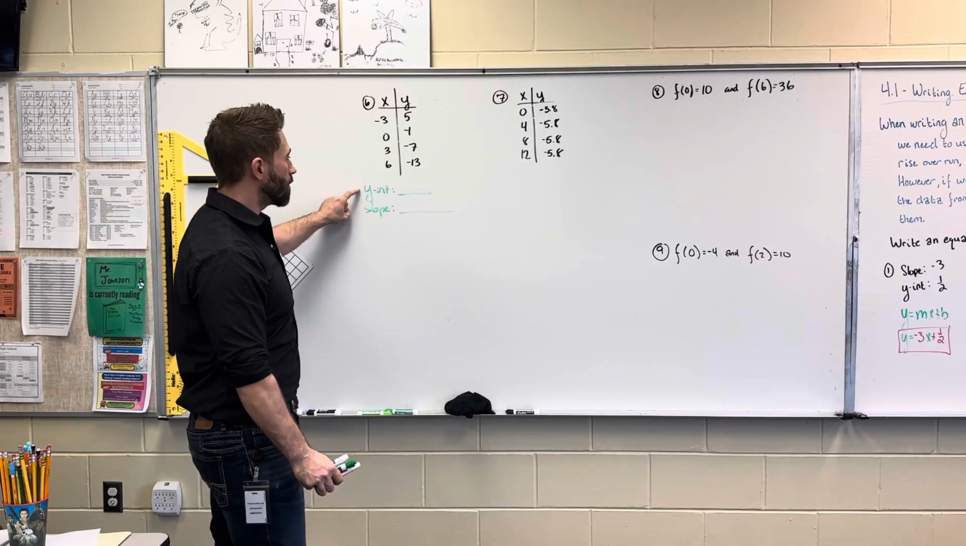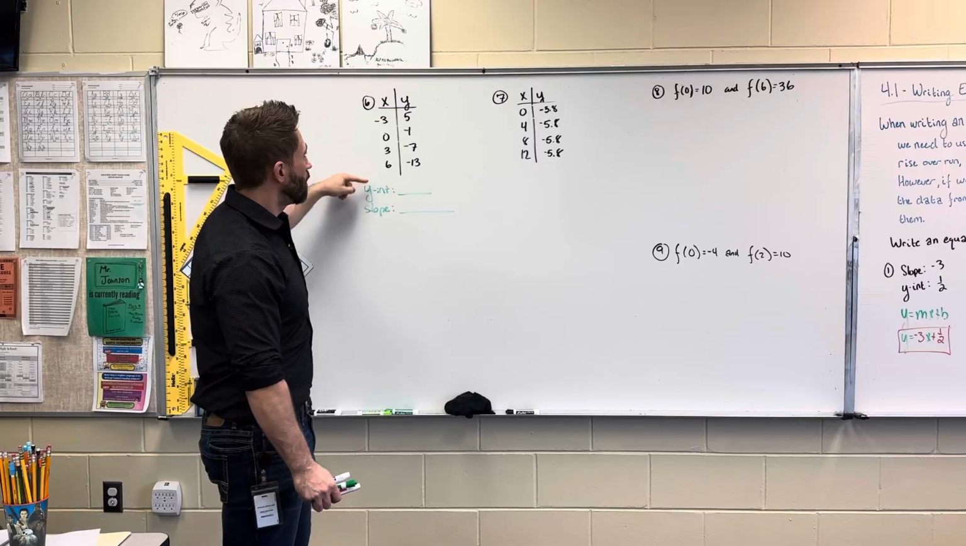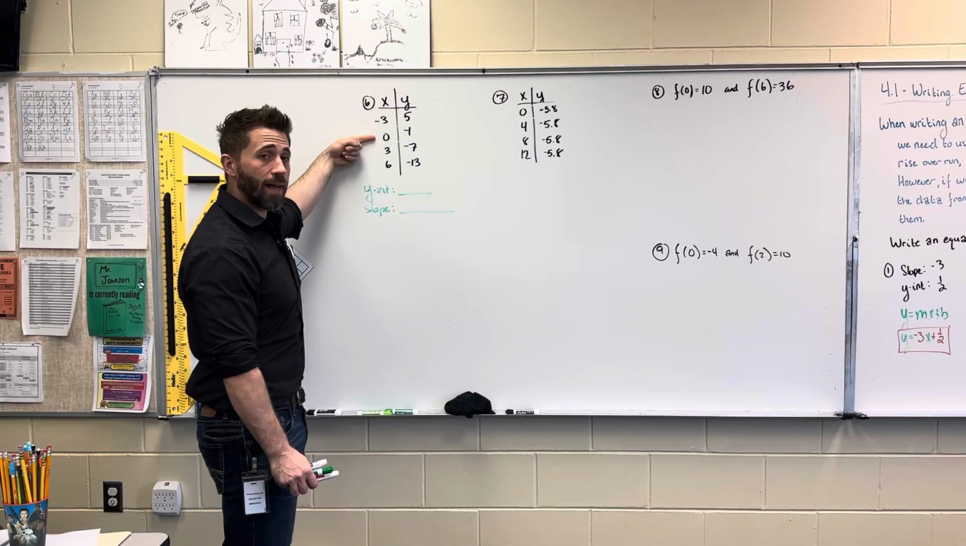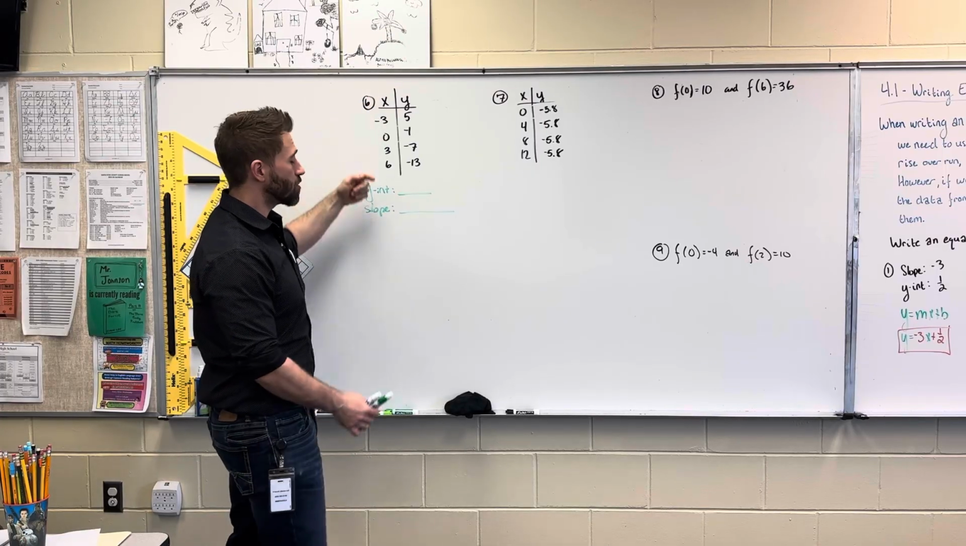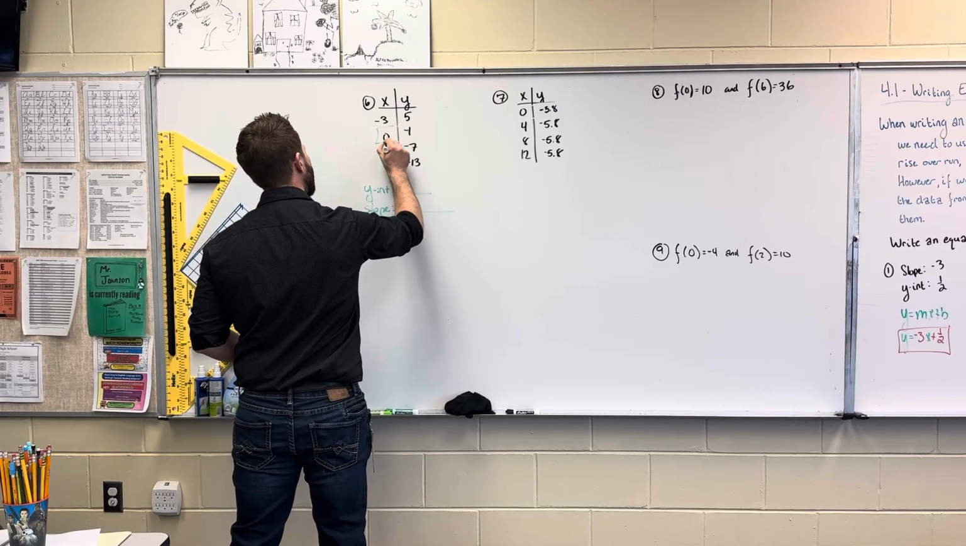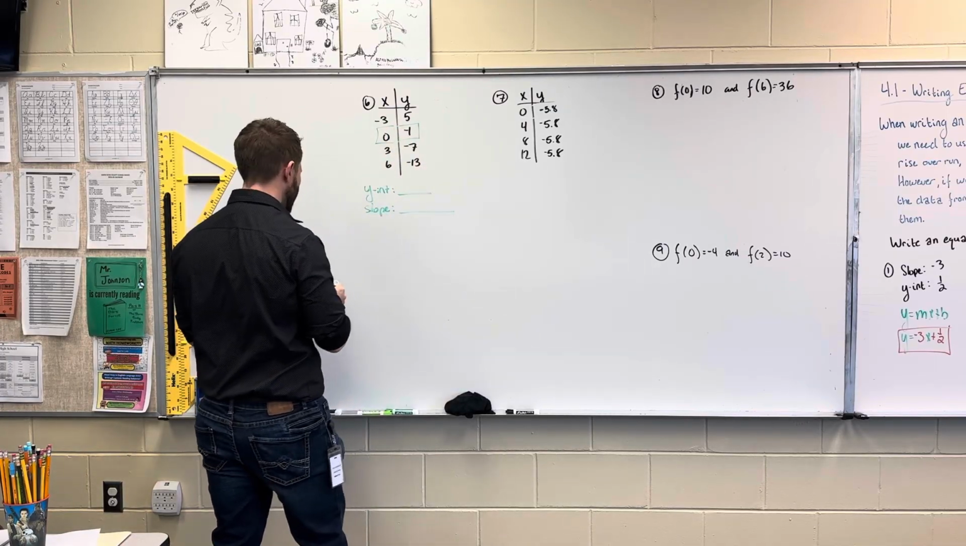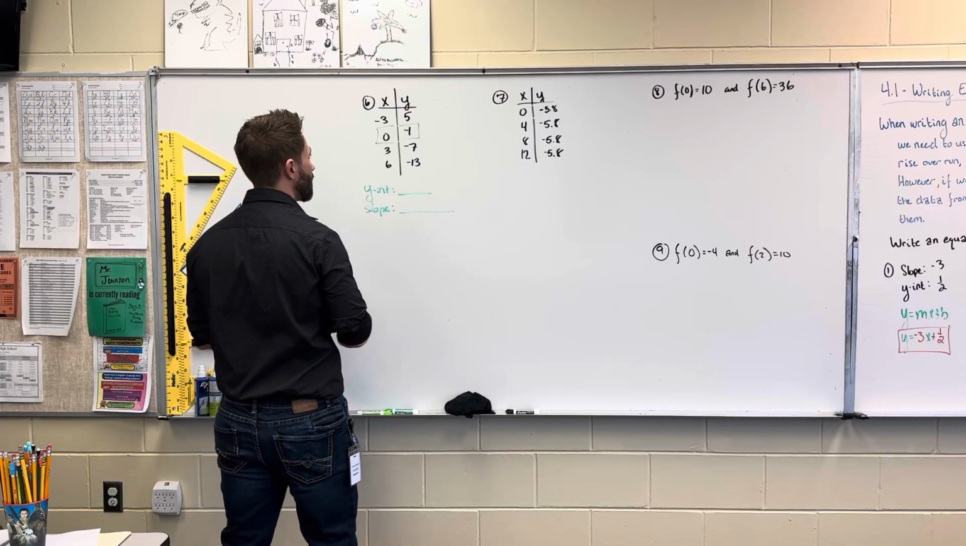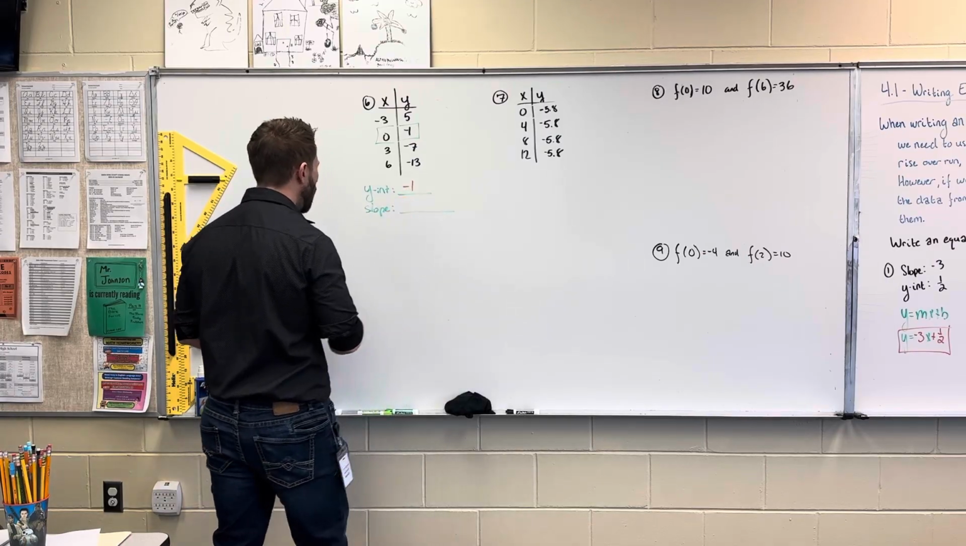So if I want to find the y-intercept, plug in a 0 for the x. And do I have something with a 0 for the x? And the answer is yes. So I've got my y-intercept right here. Bingo. So my y-intercept, if I look at the table, is going to be -1.